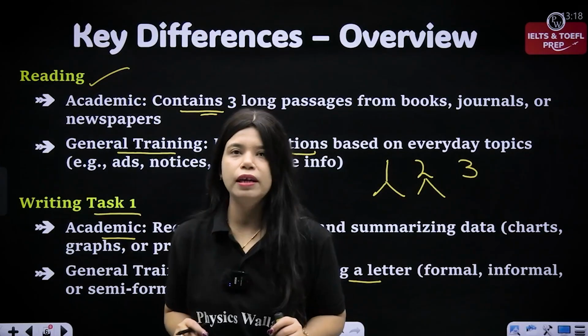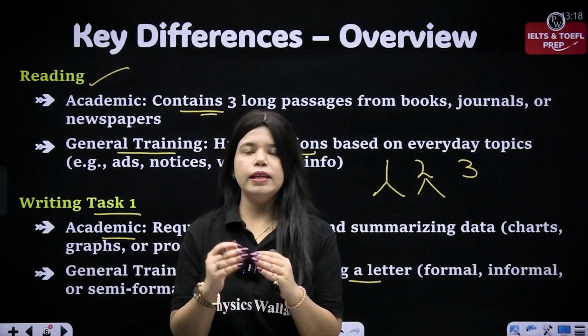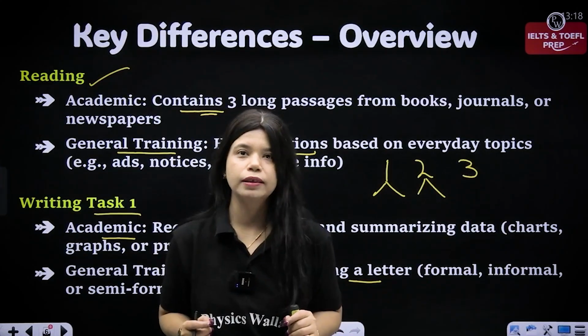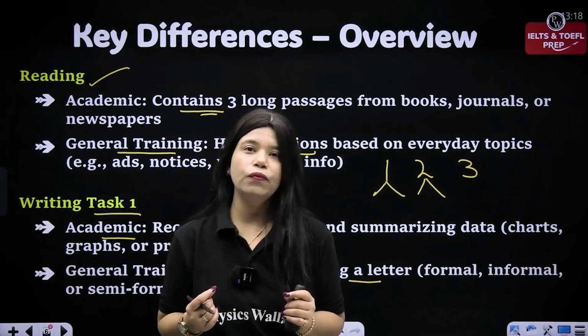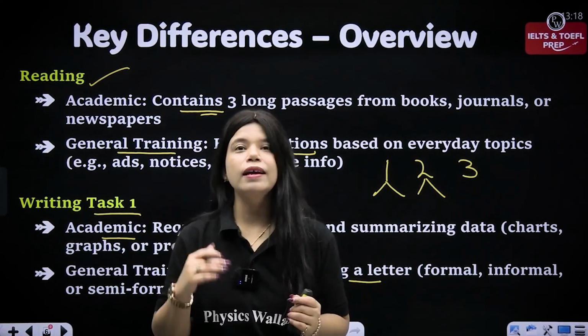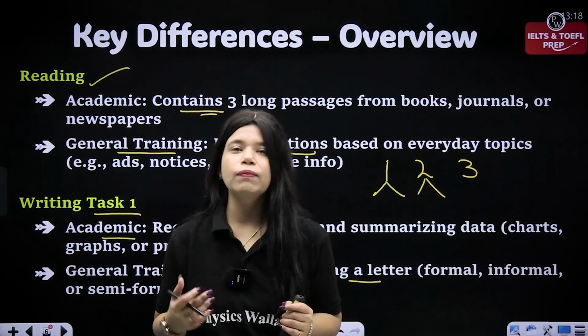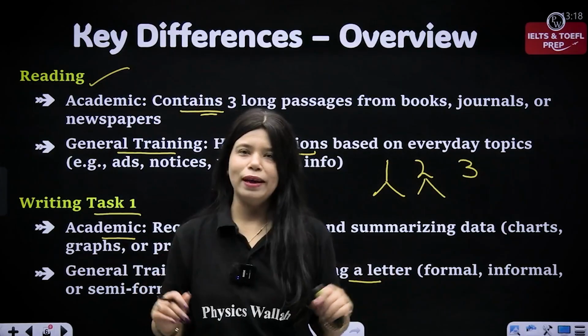Number 1 is in the reading module, where in general reading you get shorter passages, but in academic reading you get 3 lengthy passages. And the level of your language in academic reading is more advanced, whereas in general reading, the level of the language is simpler as compared to academic.